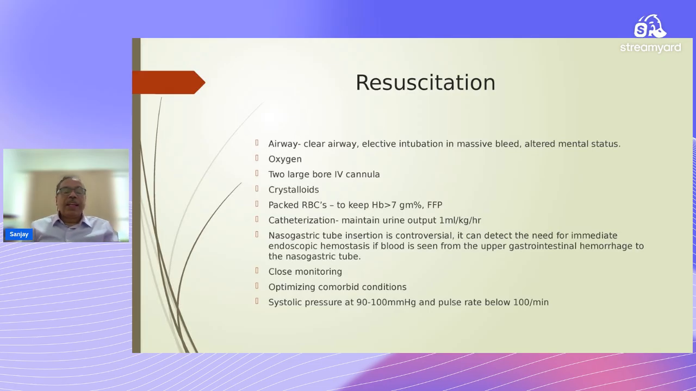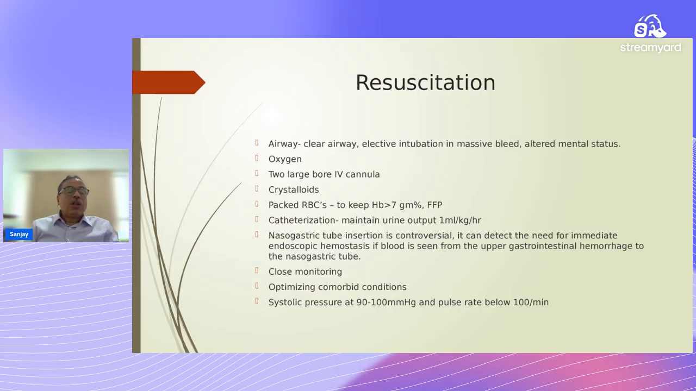Initially, pending the availability of blood, start your IV infusion with crystalloids, especially normal saline or Ringer's lactate, and immediately place a demand for packed RBCs. As soon as the blood comes, infuse packed RBCs to keep the hemoglobin. The aim is to keep the hemoglobin more than 7 gram%.